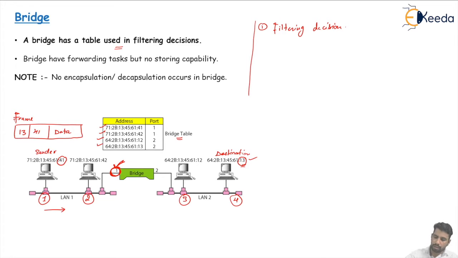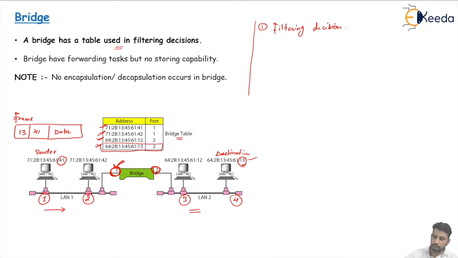In this table, the bridge matches entries one by one, and finally an entry with the particular destination physical address will be found. According to this entry, the bridge will forward the frame to the corresponding port number 2, meaning to LAN number 2. In LAN number 2, all the stations receive the packet. They will match the destination address in the frame against their own physical addresses.